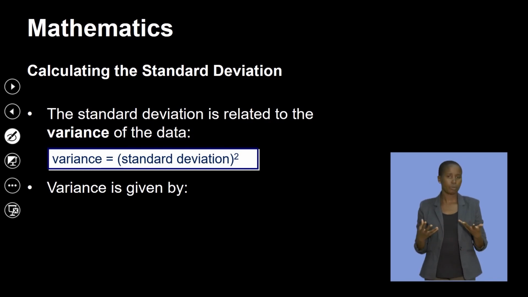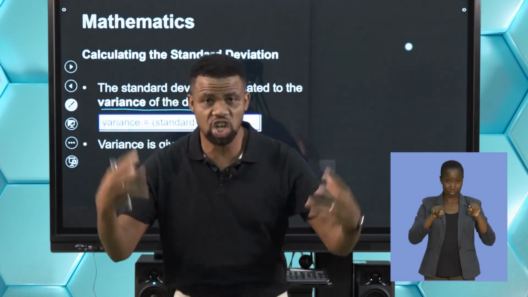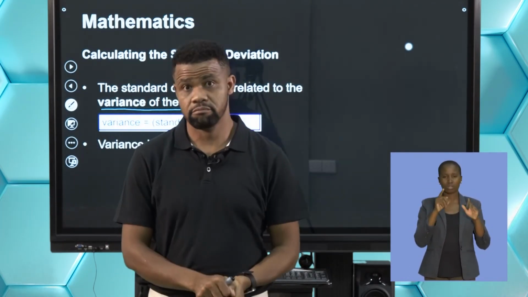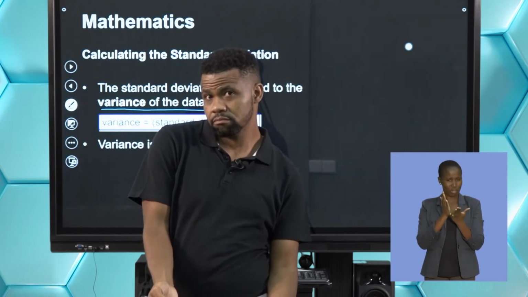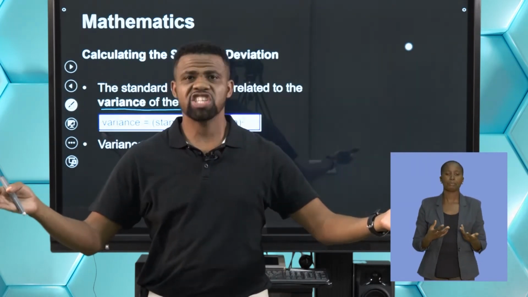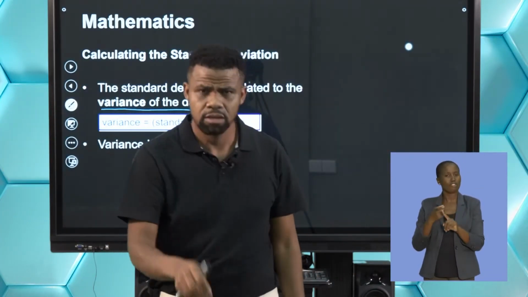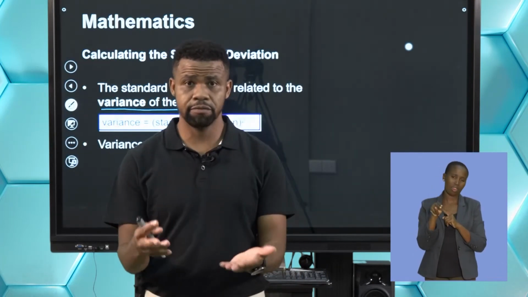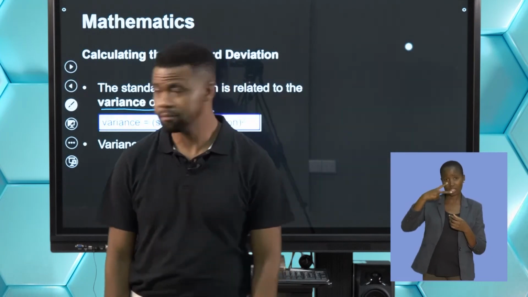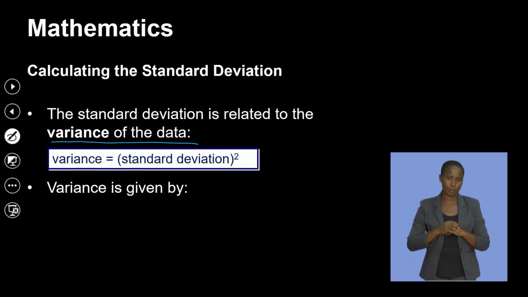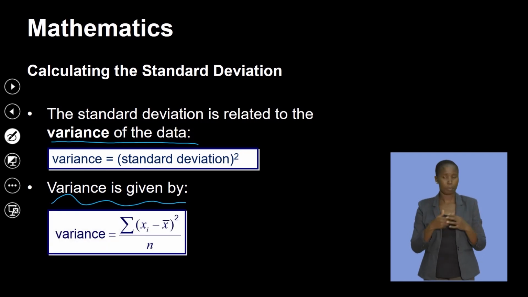Calculating the standard deviation is related to the variance of the data. The variance is just the standard deviation squared. It means the same thing. Standard deviation is the average deviation of all data from the mean. The variance is the standard deviation squared. So the variance is given by this formula. Look at it; it mustn't scare you, we're going to break this down. What does this mean, the variance?